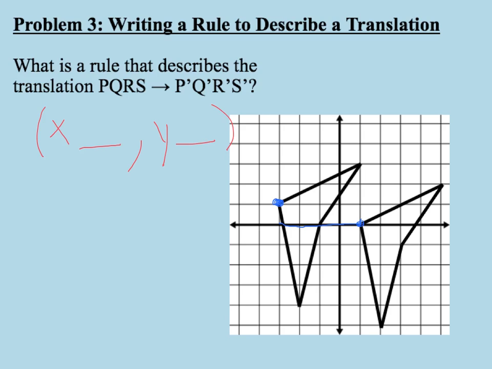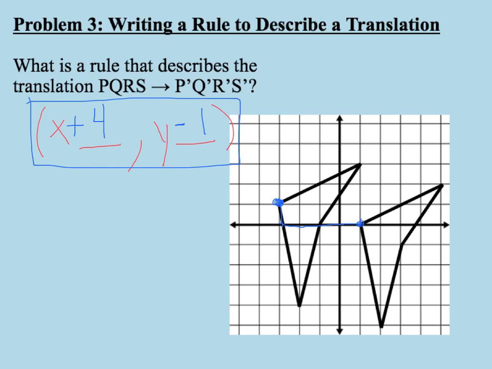So if it's moving right, it's plus and be a 4. Using that same point, how far did I move up or down? Well, I moved down 1, so y would be -1. So this would be my rule for my translation.